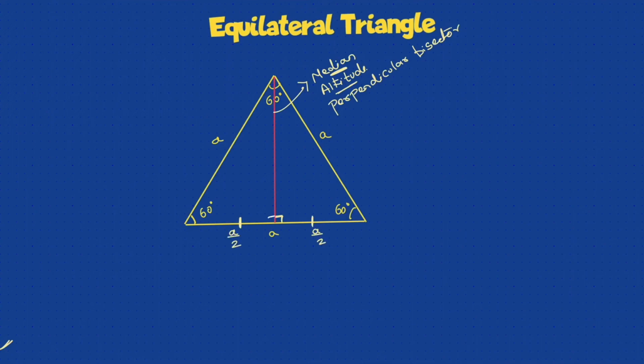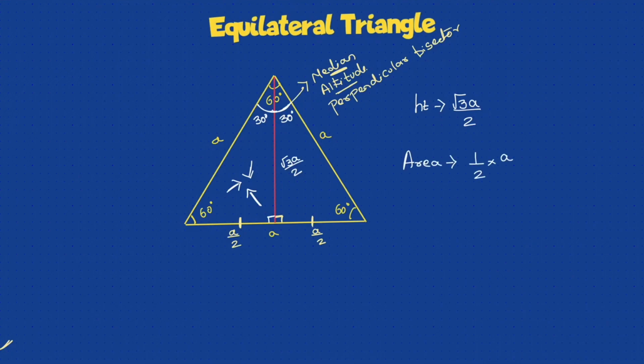So if I am saying it's a median, what will it do? It will divide the opposite side A into A by 2, A by 2. If I am drawing a perpendicular, I can say it is forming a 30, 60, 90 triangle. So the side opposite to the right angle, the hypotenuse, is A, the side opposite to 30 is A by 2. What will be the side opposite to 60? Root 3 multiplied by the side opposite to 30, root 3 A by 2. So the first thing to derive is that the height of an equilateral triangle is root 3 A by 2.